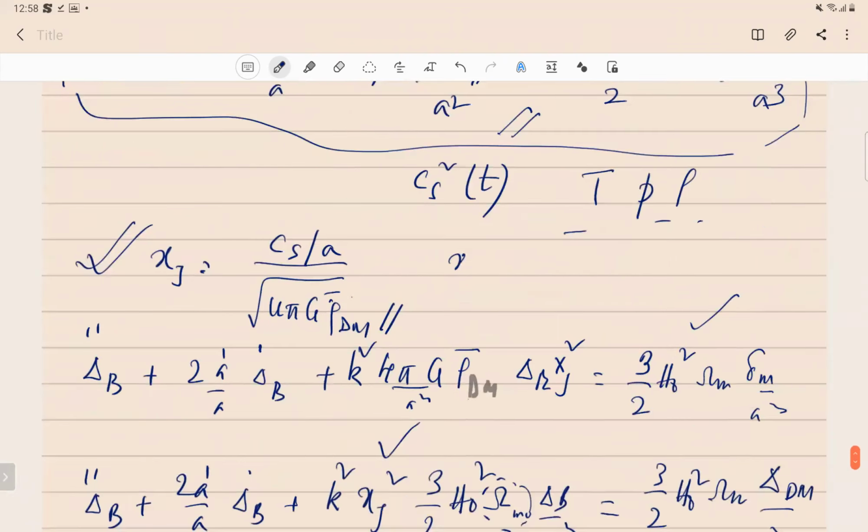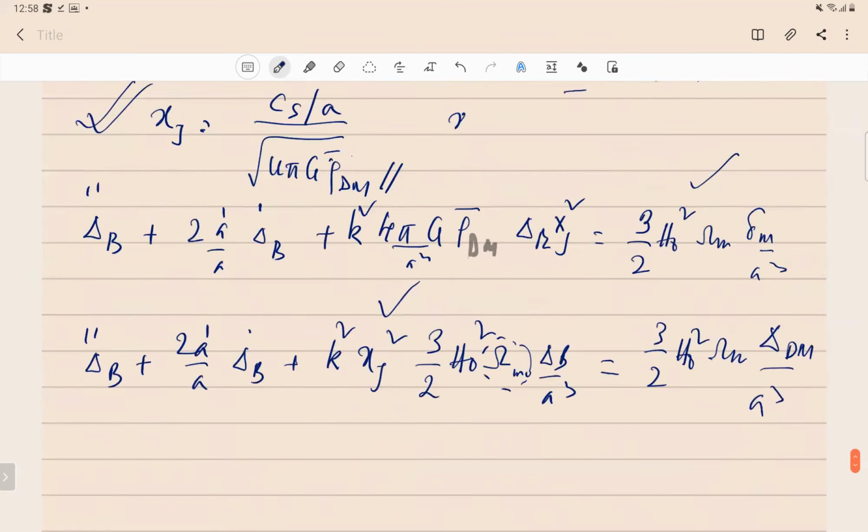There will be an a cube term, which is rho bar 0 by a cube. Yeah, there will be an a cube term. It's exactly because I have to write rho bar as rho bar 0 by a cube. The c_s square by a square has been taken care of, but rho bar has to be written as rho bar 0 by a cube. So this a cube comes from there. This rho bar dark matter has to be written as rho bar 0, present, by a cube. So that is where this is coming from.